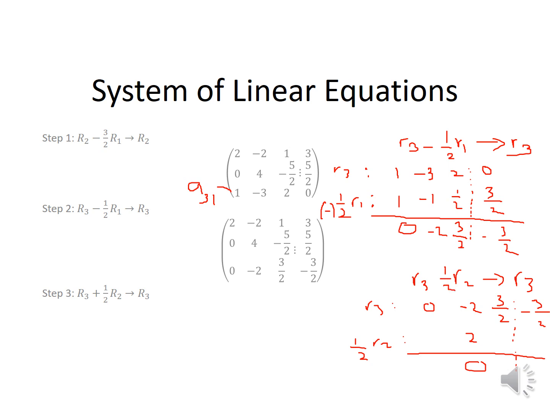So half multiply R2. Half multiply 0 is 0. Half multiply 4 is 2. Negative 5 over 2 multiply half is negative 5 over 4. And 5 over 2 multiply half is 5 over 4.